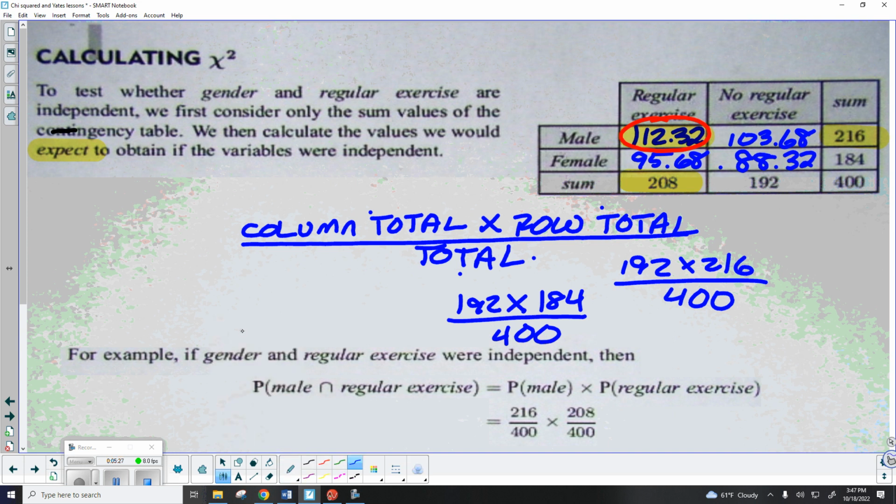I want to go ahead and multiply them. So 208 times 216. And then I want to divide by the total number in the survey. So let's see if I do indeed get 112.32.